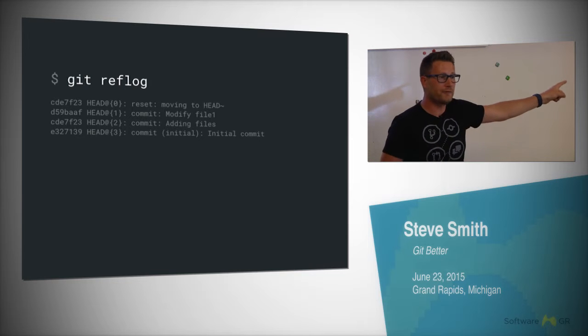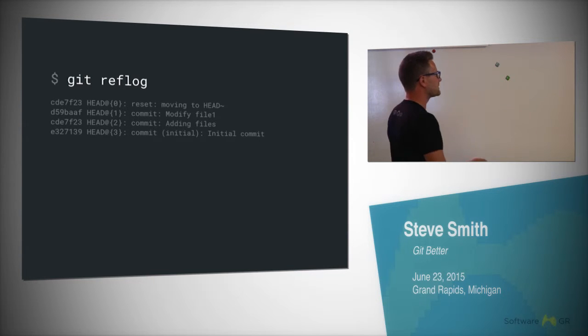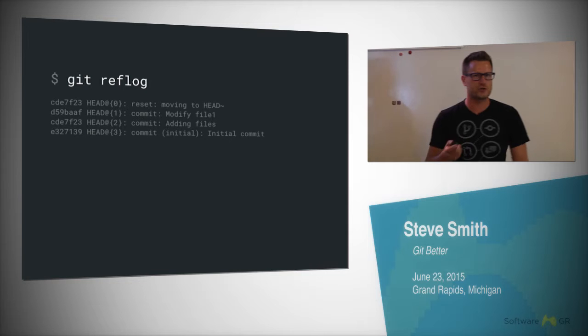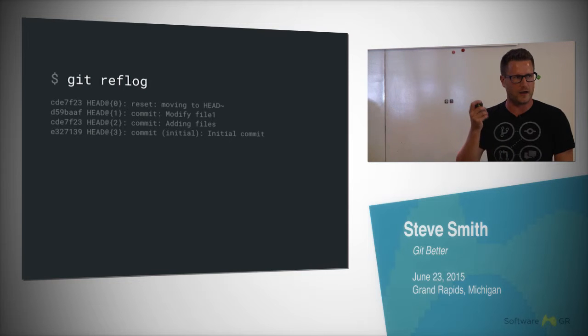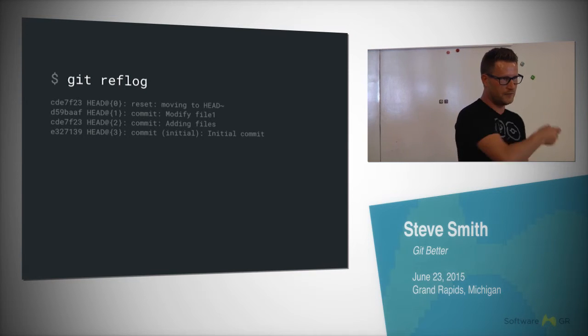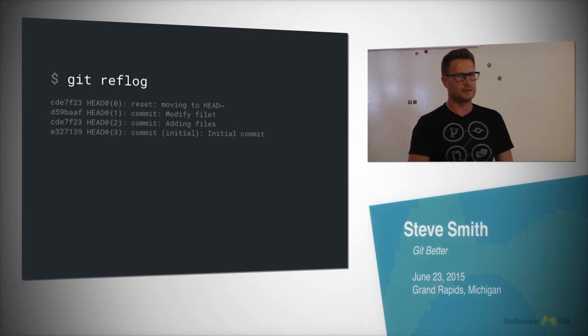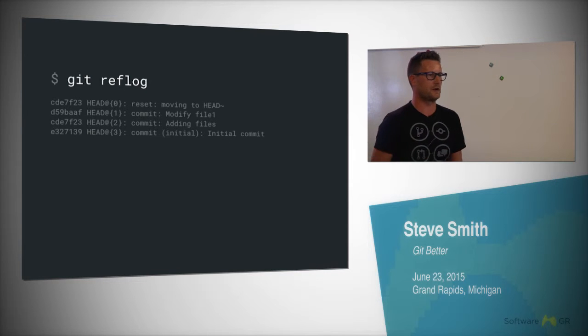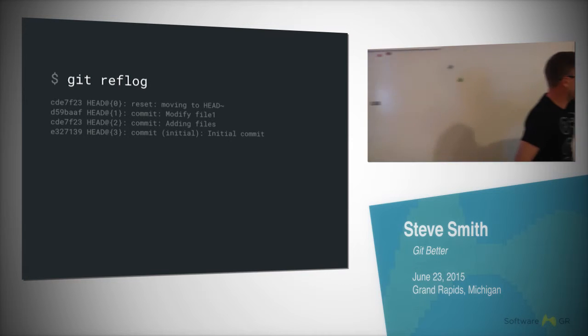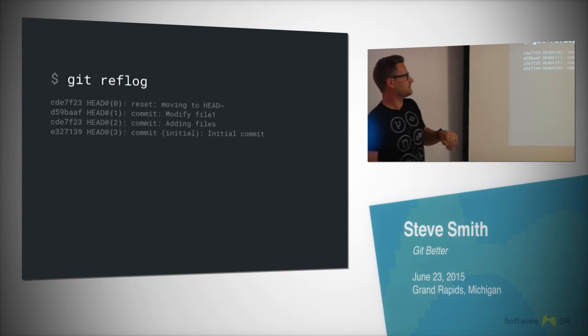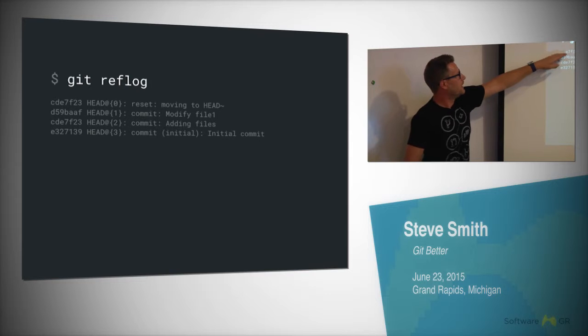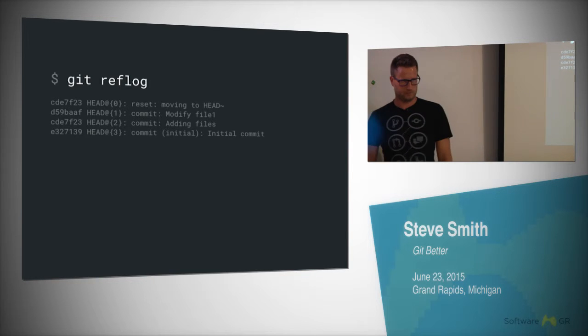I can run git reflog, and you can see everything, every change that has ever been made to a HEAD gets logged in this big list of stuff. It's every change that I've ever done to this repository. So you can see my initial commit here, my adding files, my modifying file 1, and then my reset to HEAD. Okay?